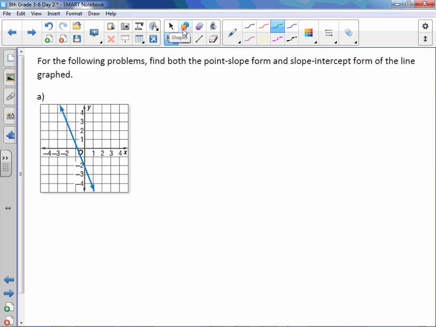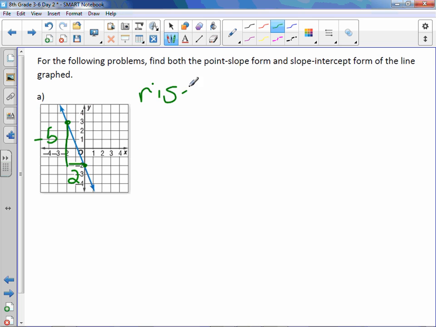Letter A. So first thing we need to do is identify the slope. We'll pick any 2 points. Let's see. Got a point here, definitely. And it looks like a point here. So let's find the slope. The rise would be negative 1, 2, 3, 4, 5. Negative 5 because we're going down. And then right 1, 2, so positive 2.